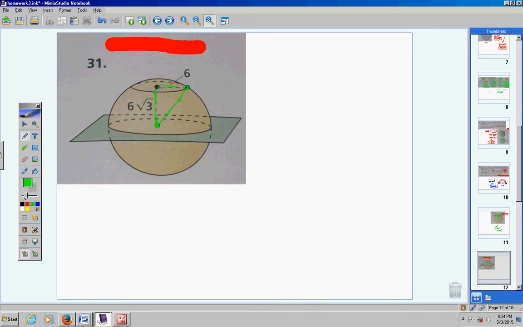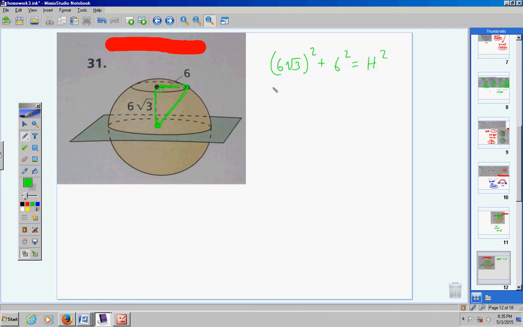Guys, I've got a right triangle again. Look at that. So all I have to do is solve for the hypotenuse, and I will have the radius of the sphere. Now, if I have the radius of the sphere, that's the distance from the center to the outer edge, which will be the same as the center to the outer edge of the great circle. So, if I find the radius of the sphere, that's the same thing as the radius of the great circle. So, here we go. 6 square root of 3, the entire leg is squared, plus the other leg squared, equals the hypotenuse squared.